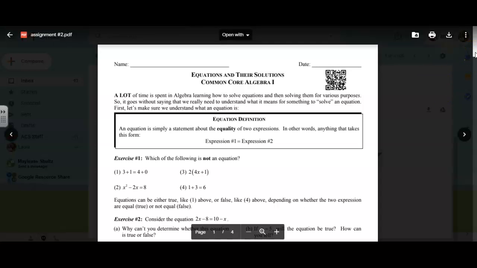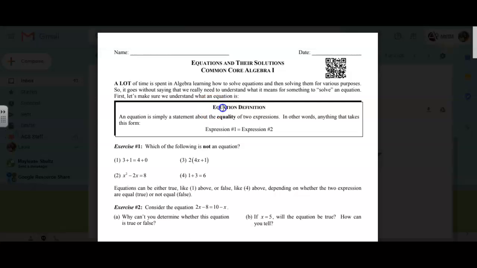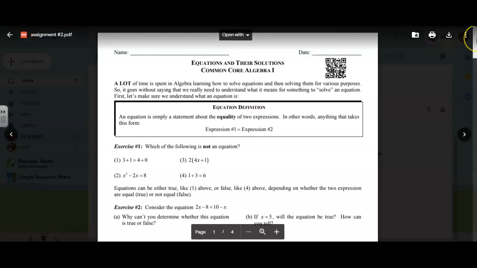So essentially what we're talking about is the idea of what is an equation. In the word equation, you see that EQU right there. That tells us that this is an equality of two expressions. If you don't see an equal sign, EQUAL, then it is not an equation, it is an expression. So if it has an equal sign, it's an equation. No equal sign, it's an expression.